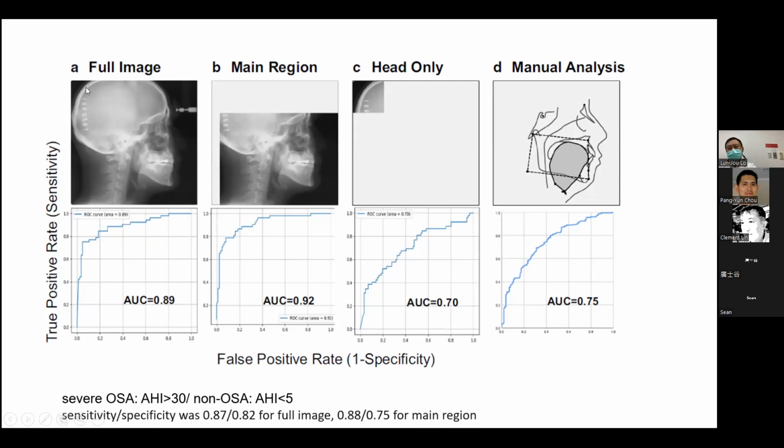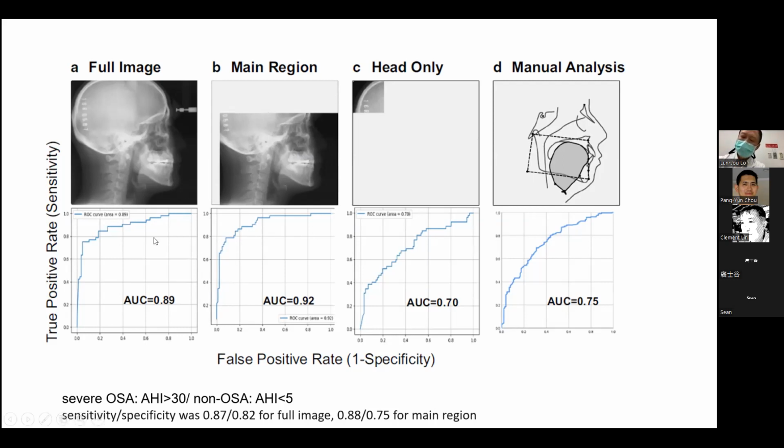Group A used a full lateral ceph image as input data. Group B used the main region, they cut out the cranial vault and use the main region as input data. Group C used only a head part as the input data. And Group D used the manual measurement as input data.